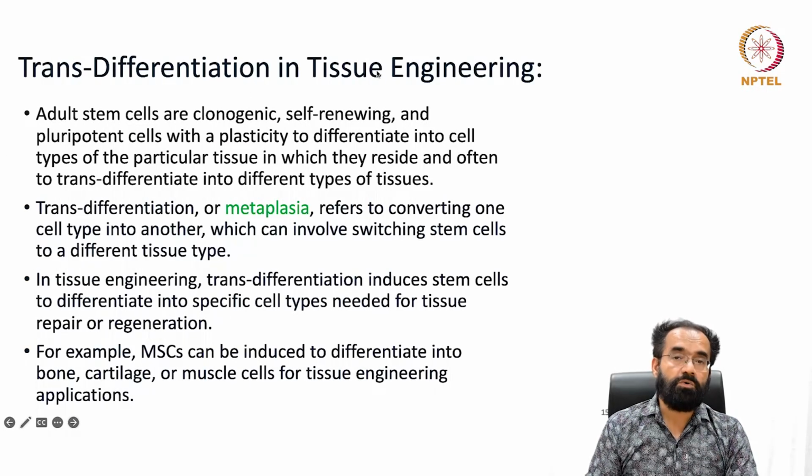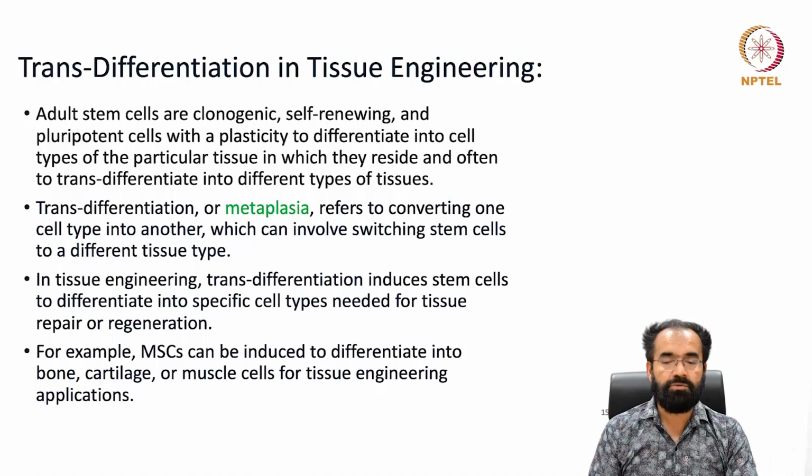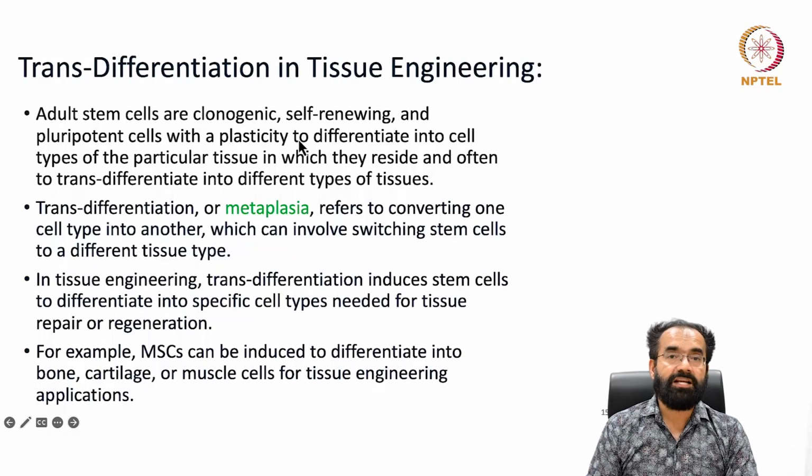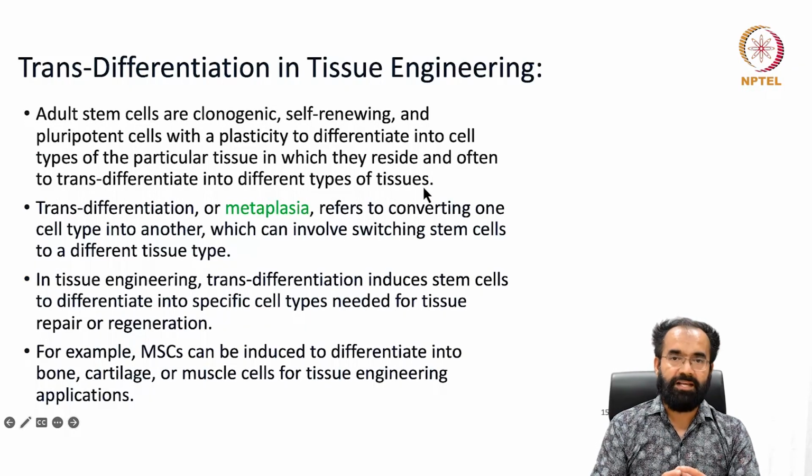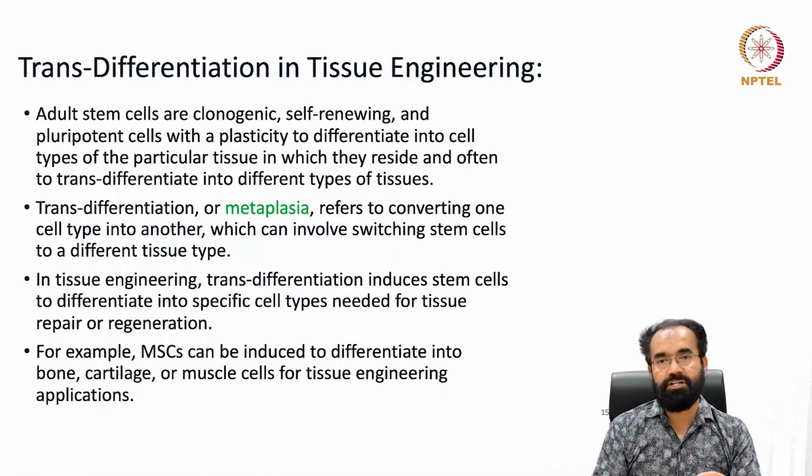So what is the role of trans-differentiation in tissue engineering? This is something which we have to look into. Adult stem cells are clonogenic, self-renewing and pluripotent cells with a plasticity to differentiate into types of particular tissue in which they reside, and often to trans-differentiate into different types of tissues. This property is being made use of in tissue engineering.